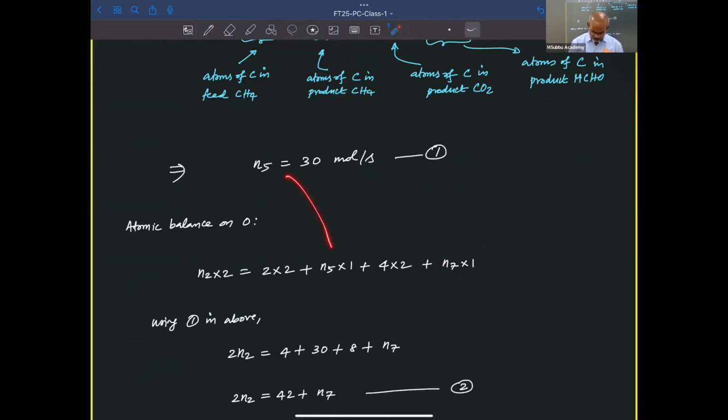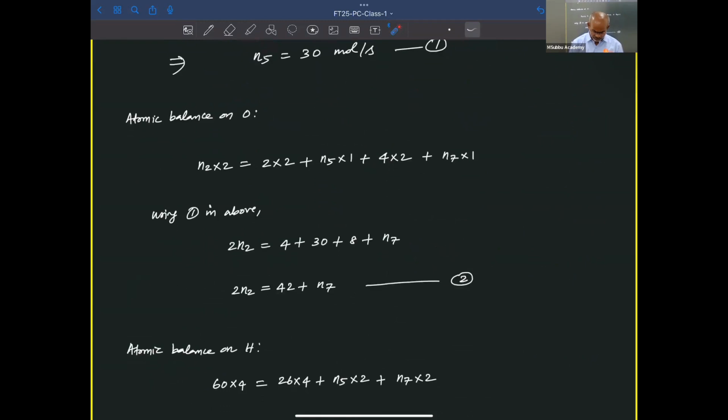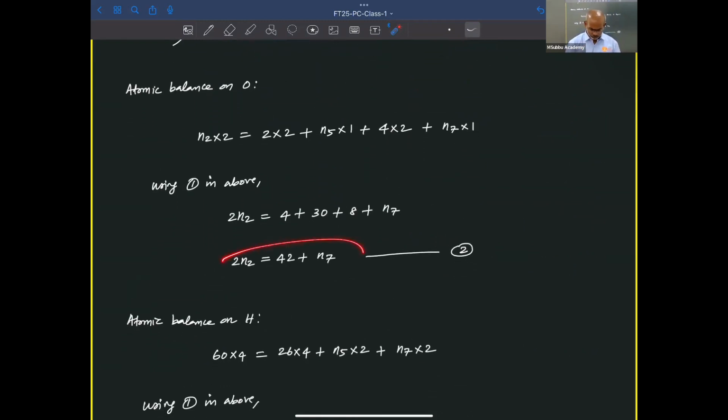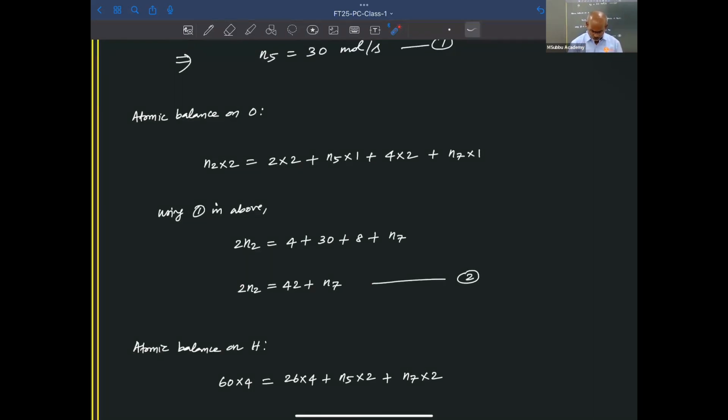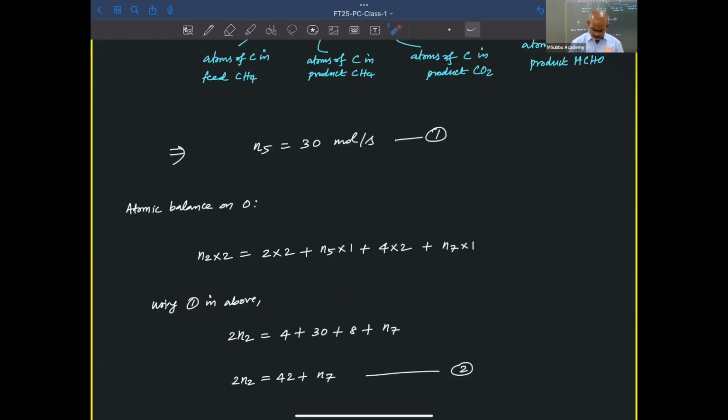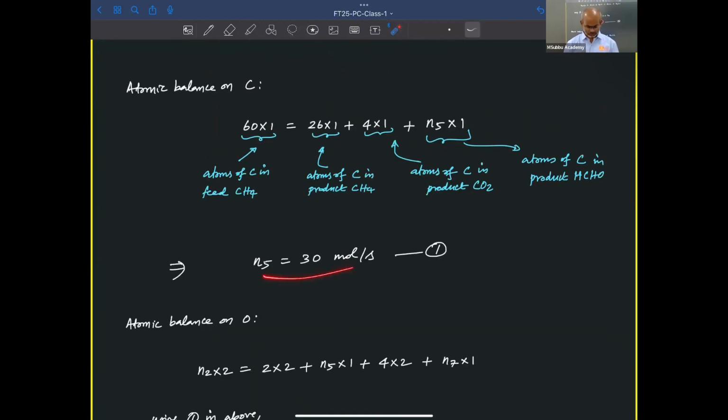N5 is already available. This N2 and N7 will be having as unknowns. Okay, so far we have now one equation with 2 unknowns. Of course, already this is solved. Now this is one equation with 2 unknowns.